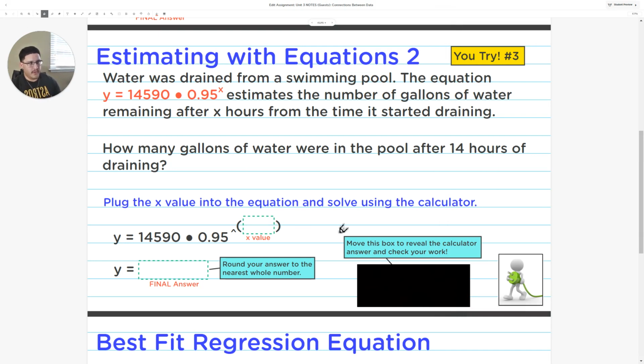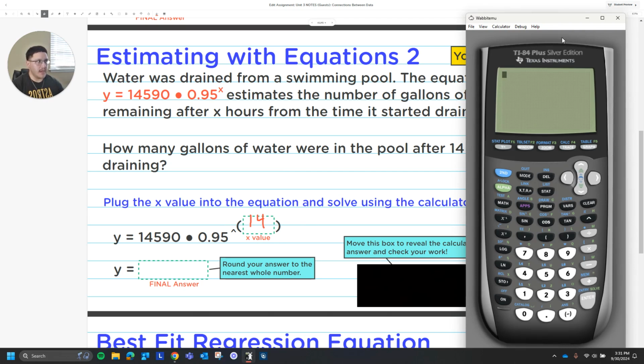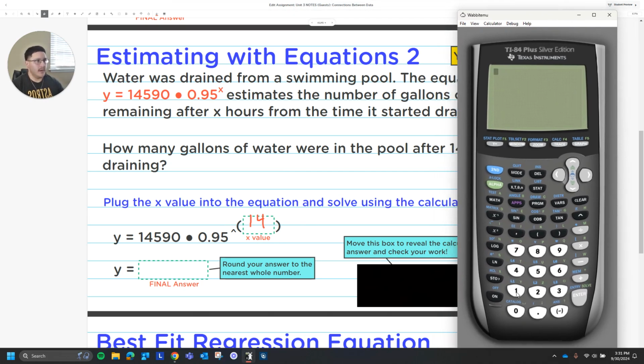Okay, so we're going to type 14 into our calculator for the x value and then hit enter. Just plug and chug. I'm going to type in 14,590. And then you can hit the multiplication symbol or you can hit the parentheses. It doesn't matter. I'm going to hit multiply. And then just to be safe, I'm going to press parentheses 0.95, close parentheses.